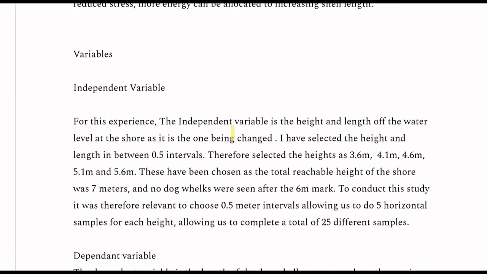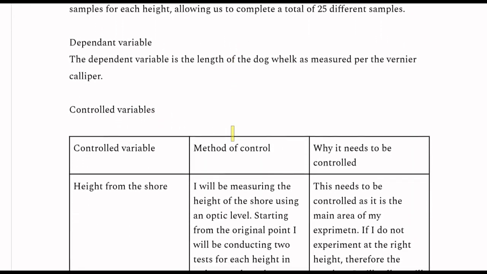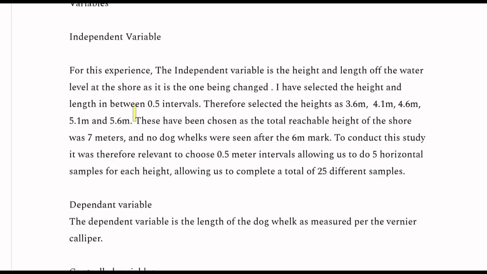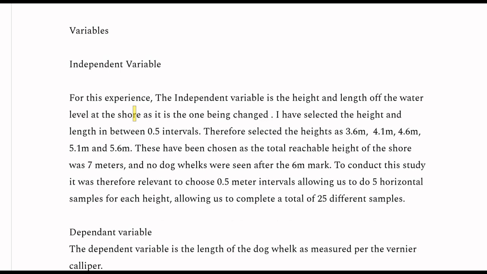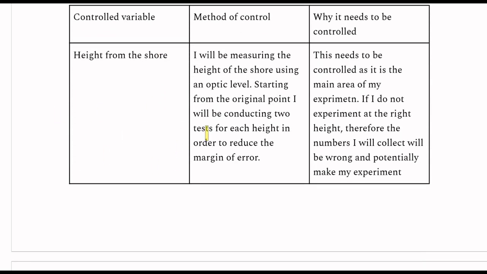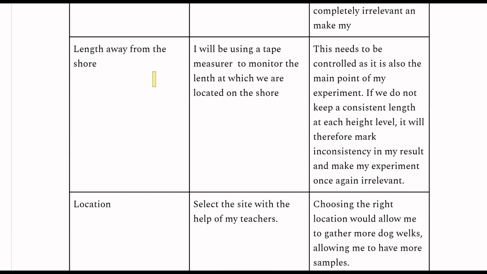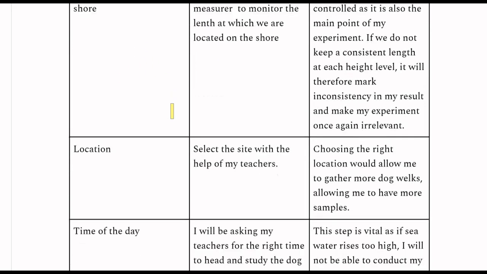Controlled variables. Okay, independent, fair enough, dependent, but controlled variables. Excuse me, height up shore has been listed as your independent variable. It can't also be a controlled variable, lose it. Length away from shore, I'm not sure what this is. I think I would probably lose this as well.